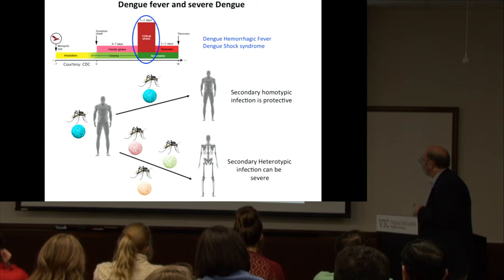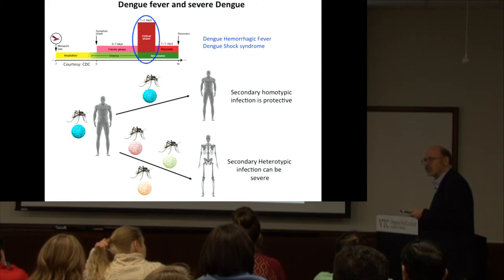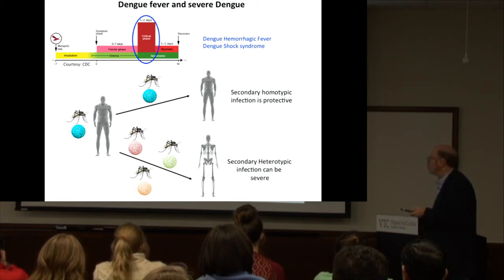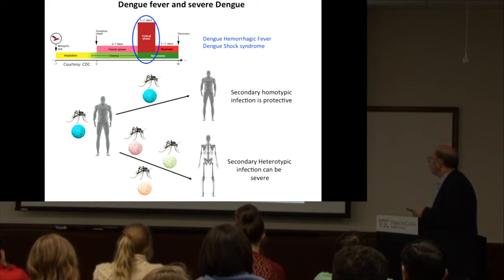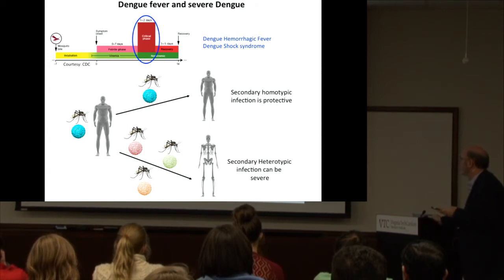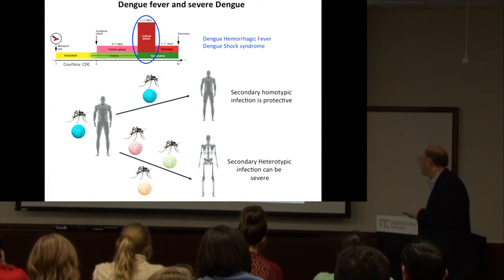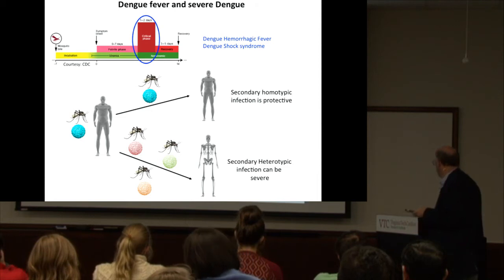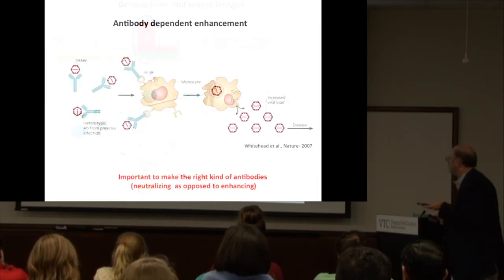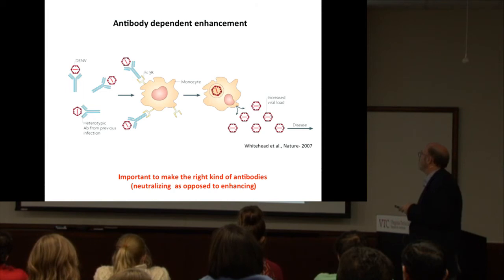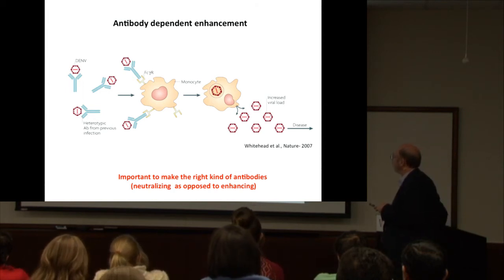And most people are of the opinion that this is primarily caused by sequential infection with differential serotypes. So if you are infected with dengue, you'll get nice protection, lifelong immunity against that serotype, and so if you are infected again, there's no problem. But on the other hand, depending upon the sequence, if you are infected with one of the other serotypes, there's a potential for a secondary heterotypic infection that is severe. And antibody-dependent enhancement is believed to be the mechanism by which this occurs.